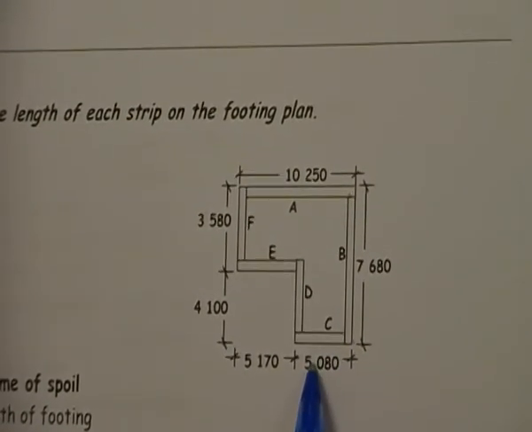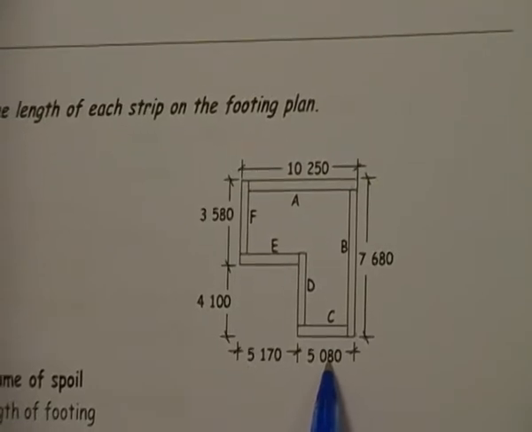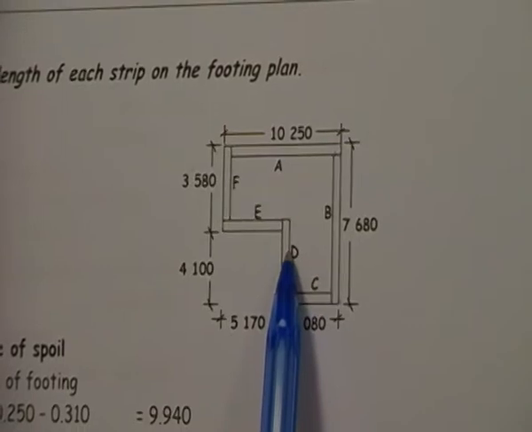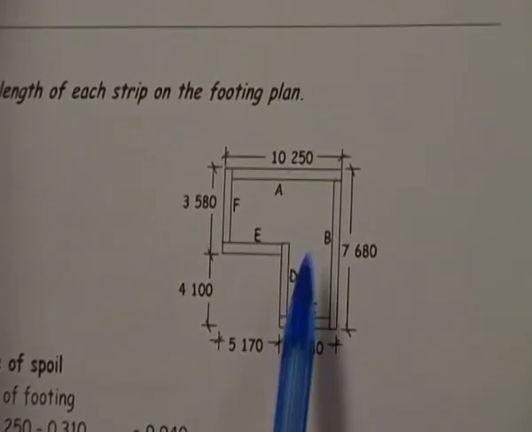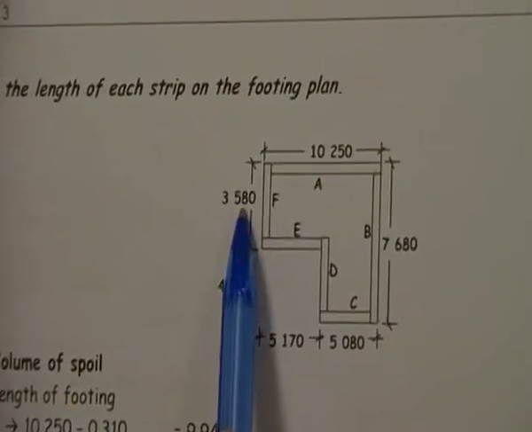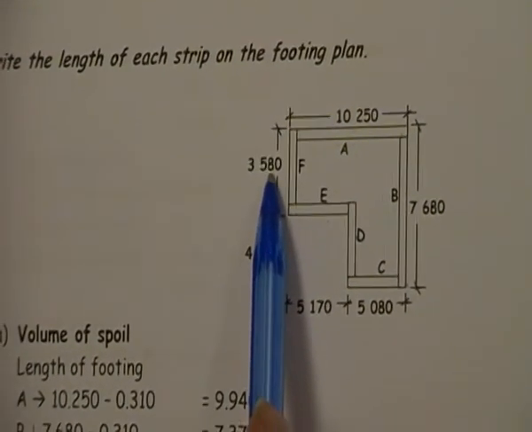Come round to C, we're adding our 80. It was originally 5 and we're adding 80. D doesn't change, so 4.1 stayed as 4.1. E doesn't change, 5.17, and we just add the 80 on here.